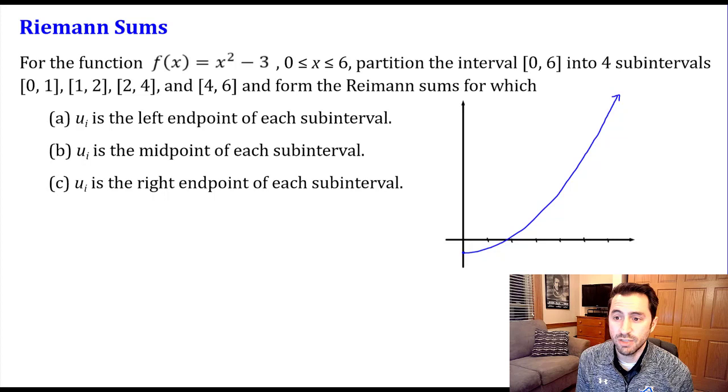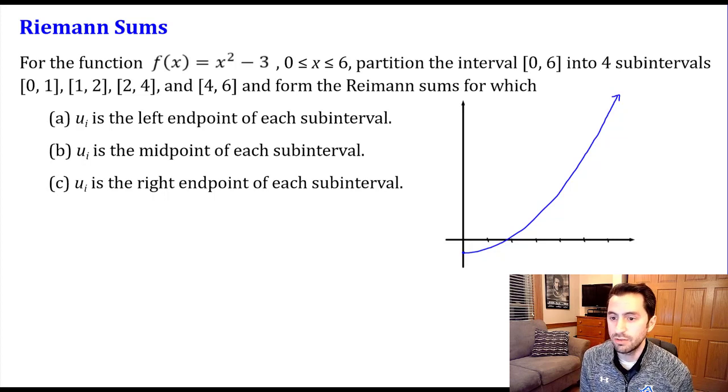My example here says: for the function f of x equals x squared minus 3, we're looking at the interval from 0 to 6. Let's partition that interval into 4 subintervals: 0 to 1, 1 to 2, both of those have a length of 1, and 2 to 4 and 4 to 6, both of those have a length of 2. So as you can see, these subintervals don't have the same size. And form the Riemann sums for which u sub i is the left endpoint, u sub i is the midpoint, or u sub i is the right endpoint.